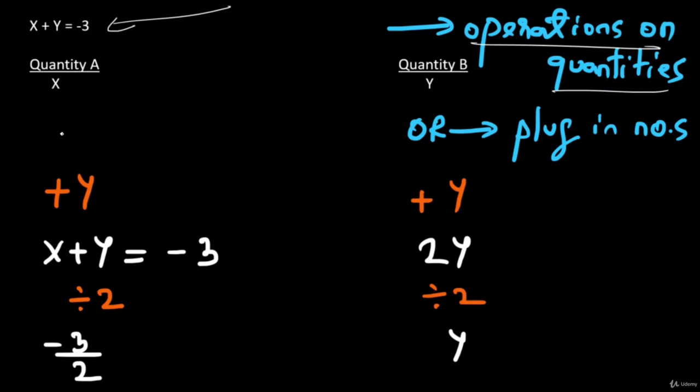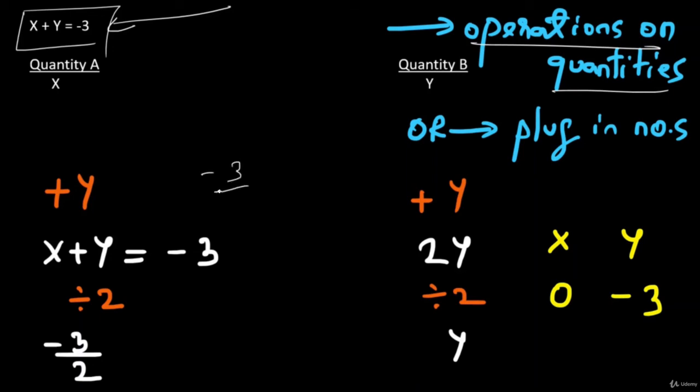Now when I choose values for x and y, all I need to remember is x plus y has to be equal to minus 3. There is no criteria other than this given, right? So definitely the answer will be D. Let me show that to you. If I take x as 0 and y as minus 3, it satisfies the given criteria, right? In this case, you can see that I have minus 3 by 2 as quantity A and minus 3 as quantity B. In this case, quantity A is greater than quantity B.